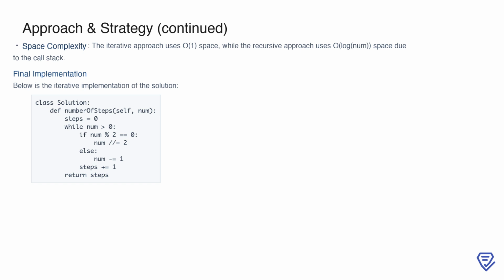We initialize a variable, steps, to 0 to keep track of the number of operations. Then, we use a while loop that continues as long as the number is greater than 0. Inside the loop, if the number is even, we divide it by 2; if it's odd, we subtract 1. After each operation, we increment the steps counter. Once the number becomes 0, we exit the loop and return the total number of steps. This implementation is clean, efficient, and easy to understand, making it a solid choice for solving the problem.